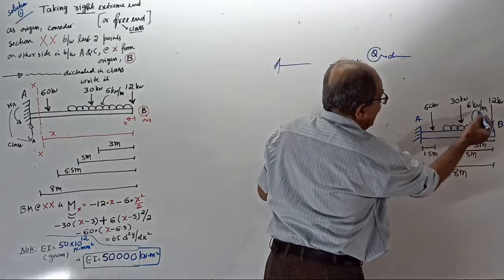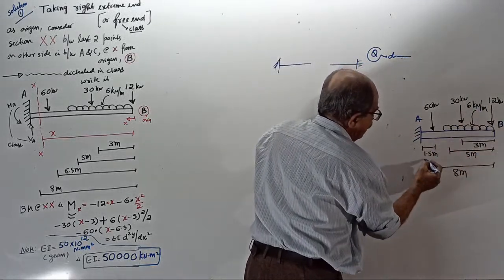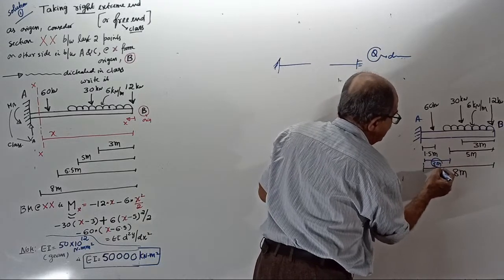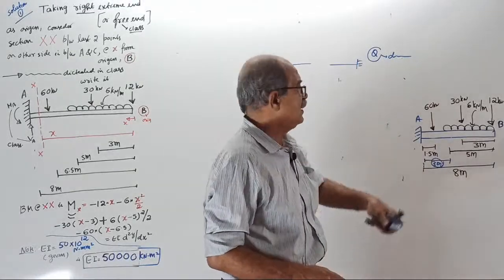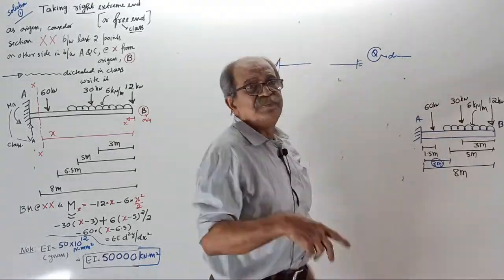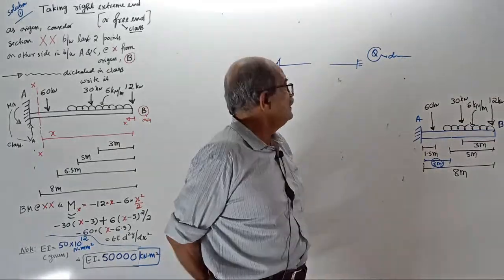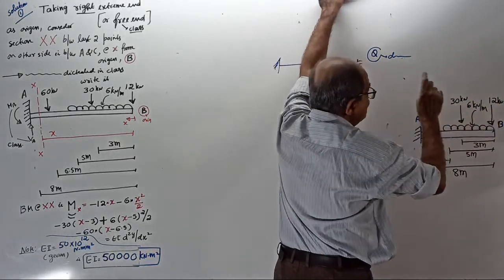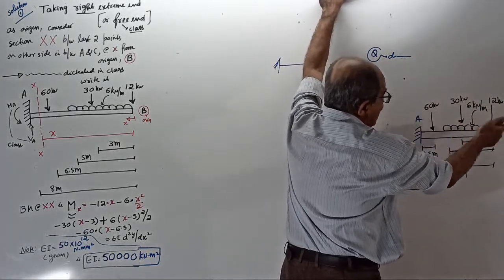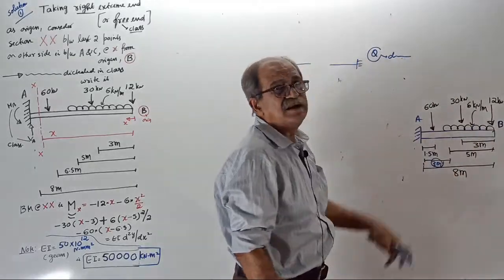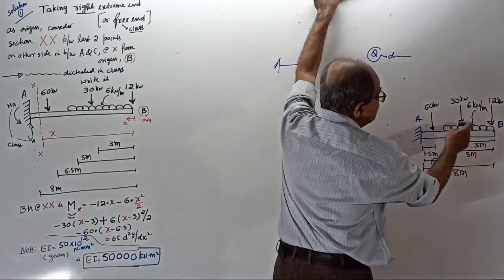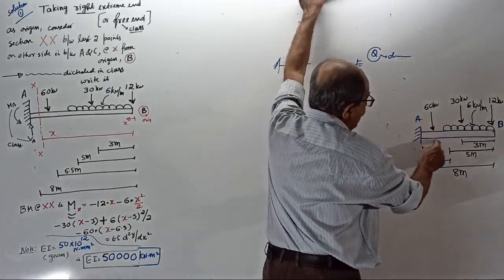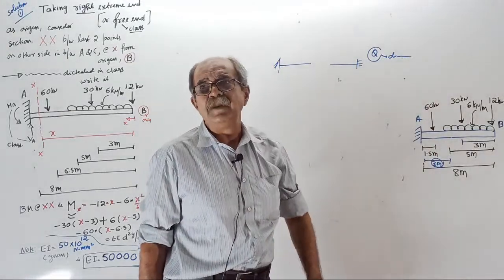See, 6 kN per meter for 5 meter length. Therefore, this gap will become 3 meter. Calculated, not given. Then there are also 3 point loads. One by one: 12 kilonewton at the free end. Second load, 30 kilonewton at 3 meter from the free end, that is, where the UDL begins, 5 meter earlier. Last point load, 60 kilonewton at 1.5 meter from the fixed end, the left end.